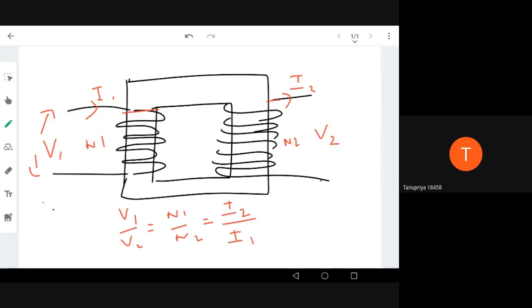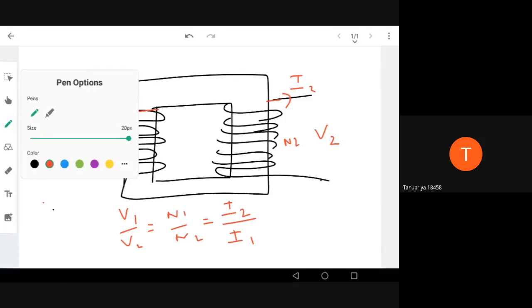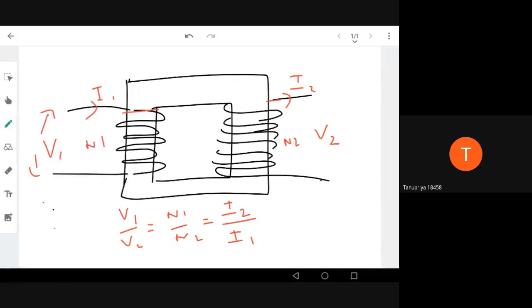Now, based on this basic idea, if you go deeper into the transformer or the machines, there's a set of tests we'll do. Some of the tests which we implement on the transformer, or we test the transformer, are the open circuit test and short circuit test. So why do we do these things? In order to understand different loss parameters, what are the different losses of the transformer, and what is the efficiency of a transformer.